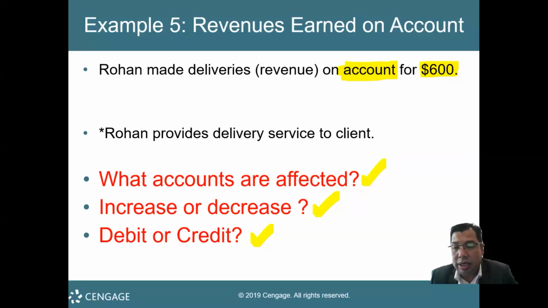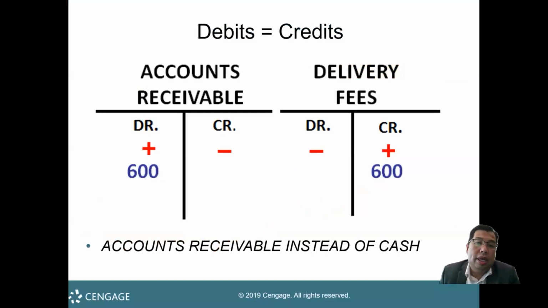For an asset, an increase should be debited. For revenue, an increase should be credited. So what's the answer? Accounts receivable, I'm going to debit by 600, and delivery fees or revenue, I'm going to credit by 600. We use accounts receivable instead of cash because we don't receive the money yet. When we receive the money, I'm going to debit the cash and credit the accounts receivable, reducing the accounts receivable and increasing my cash balance.